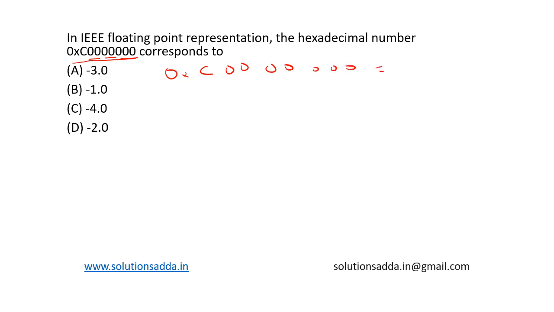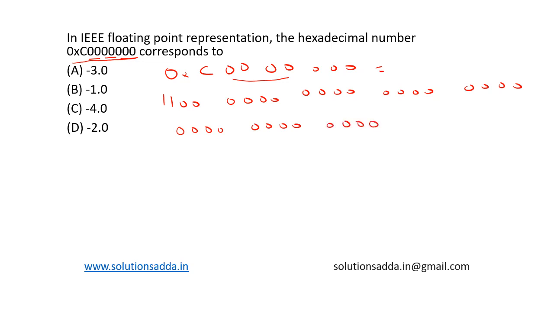0xC0000000, which is equal to, C can be written as 1100. Next, everything is 0: 0000, 0000, 0000, 0000. So now we have written completely this. Then next is 0000, 0000, 0000. This is the 32-bit representation.